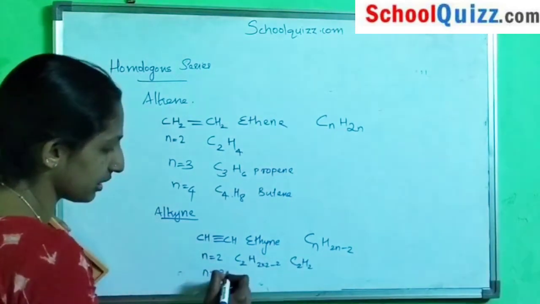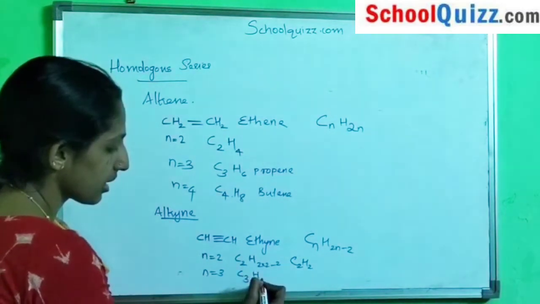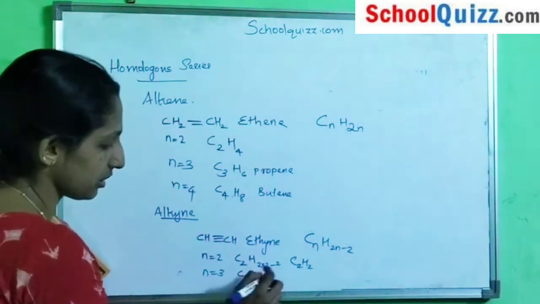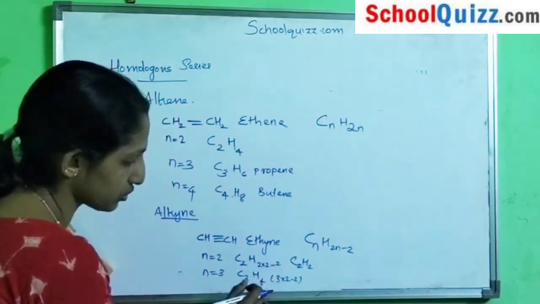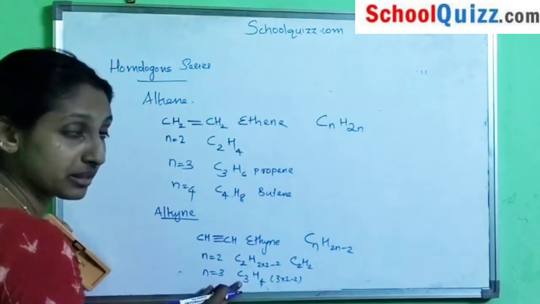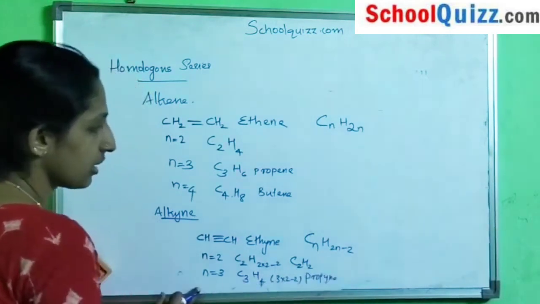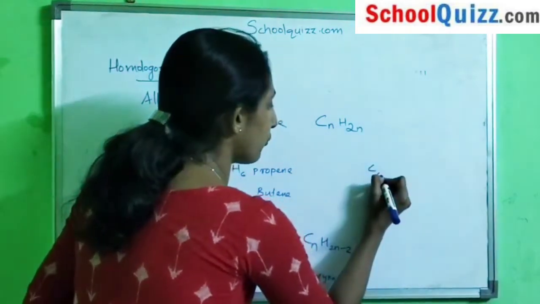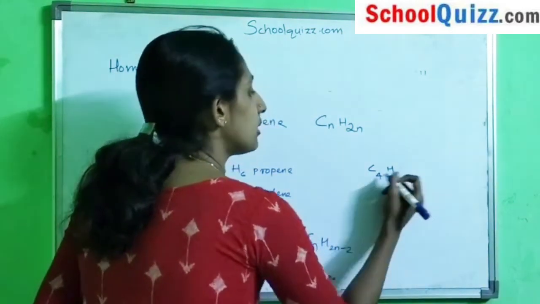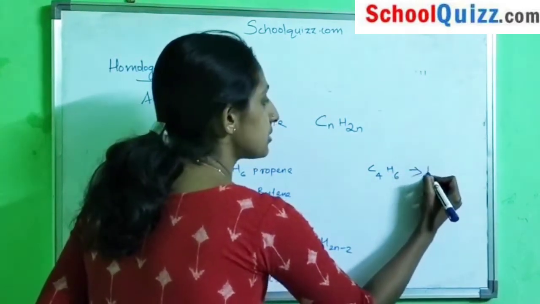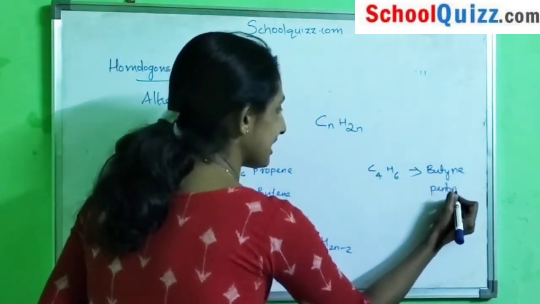So n is equal to 3, it is C3H4, because here we have to do 3 into 2, 6, 6 minus 2, 4. And this is a 3-membered carbon chain, so it is known as propyne. 4-member, it will be C4H, 2 into 4, 8, 8 minus 2, 6. So it is known as butyne. 5-member is known as pentyne.